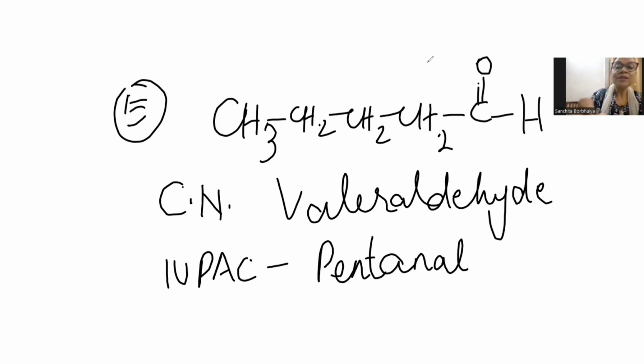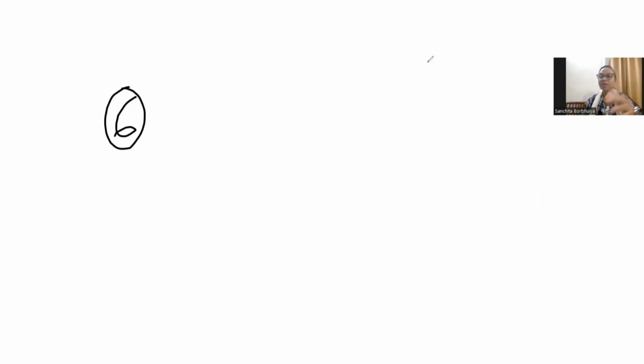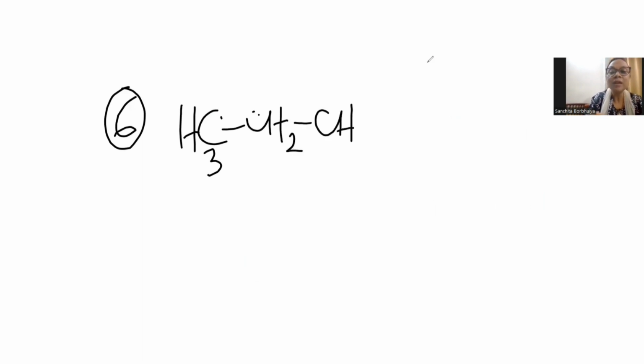Going on to the 6th member. If you are asking how far the common names go, wait, the common names will keep going. So grasping and remembering them is very important. Do not neglect the common names. Learn the common names. It will help you solve a lot of questions, both in the board exams and in the competitive exams. Going on to the 6th compound, it contains 6 carbons.